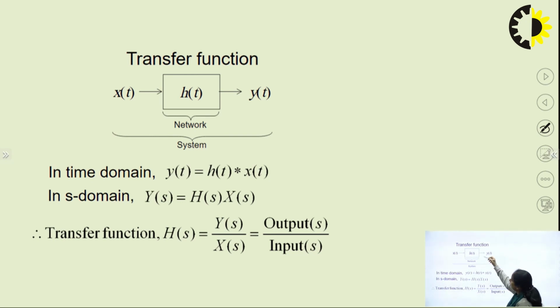See, first is the transfer function. If this is the network, xt is the input, yt is the output, and ht is the transfer function for the network. So, we can write in time domain yt equal to ht convolution xt, but in S domain we can write Ys equal to Hs into Xs. So, easily we can find out the transfer function, that is Hs equal to Ys divided by Xs. We don't need to go for the convolution.